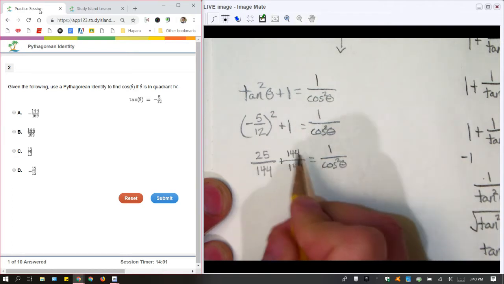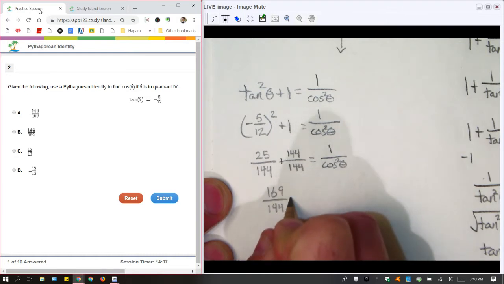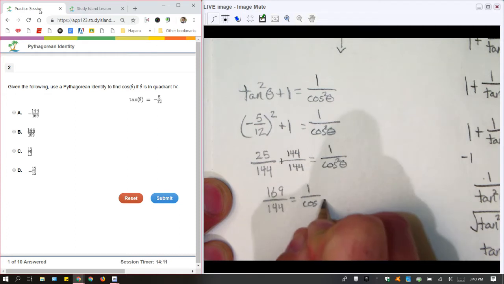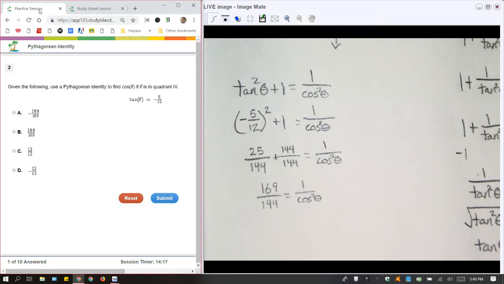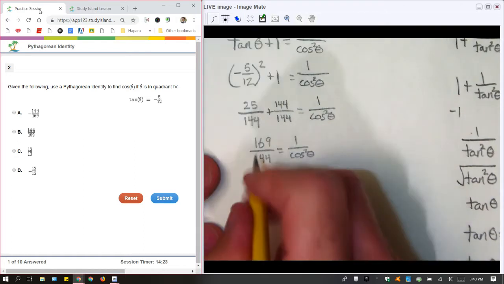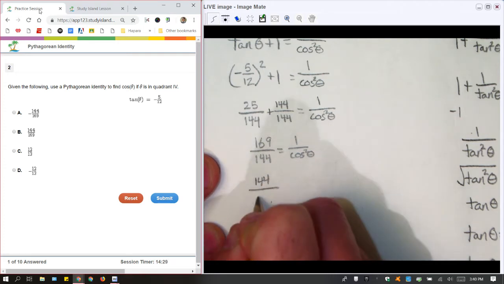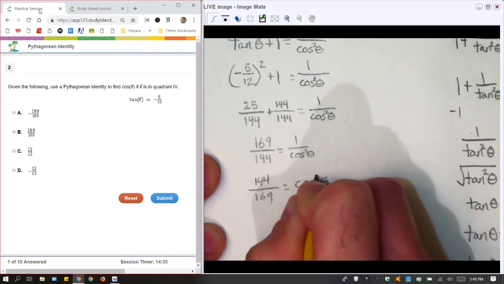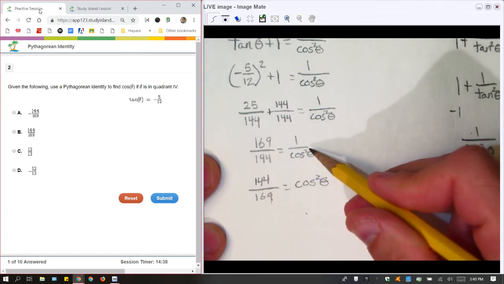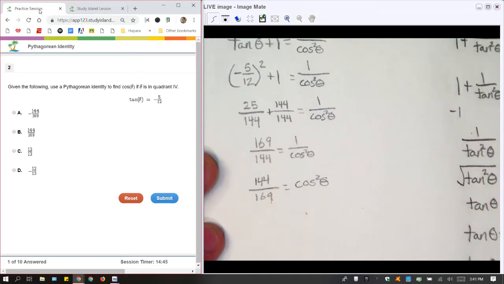So I'll go ahead and add those together. 144 plus 25 is 169. So you get 169 divided by 144 is equal to 1 over cosine of theta squared. Again, if one fraction equals another, then their reciprocals are equal to each other. So you can simply take the reciprocal of each side here to solve for the cosine of theta squared. So the cosine of theta squared is 144 over 169. Again, if you flip over 1 over the cosine of theta squared, you just get the cosine of theta squared over 1, and there's no need writing over 1 for that.